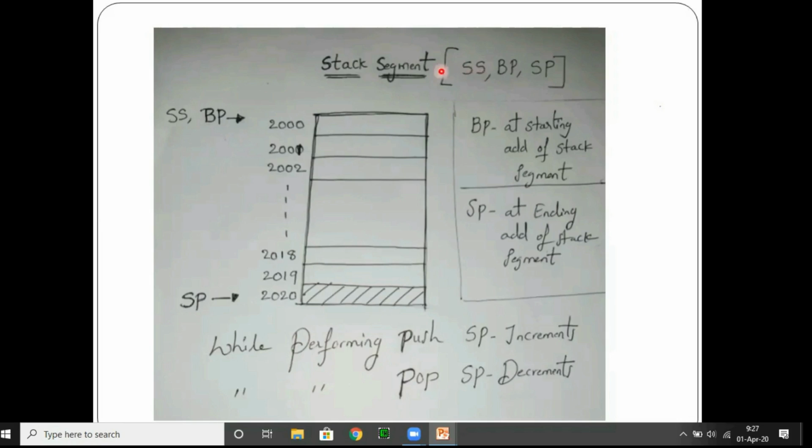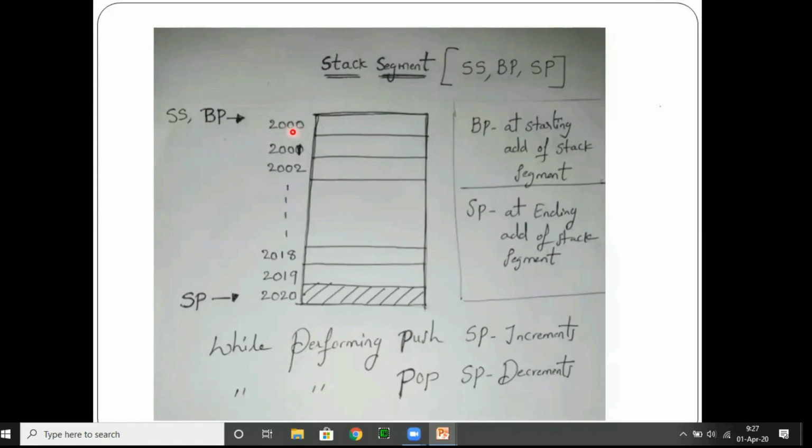This is a segment inside your complete main memory. Where exactly the stack segment starts is told by the base pointer, and the stack pointer is used to access your stack data. Because this picture is very important, you have to understand this stack segment. Otherwise, understanding stack operations is highly impossible. Look here, this is your stack segment. I've taken some addresses for our convenience.